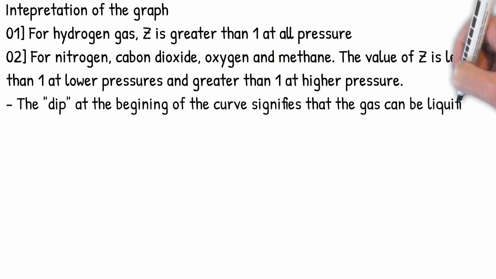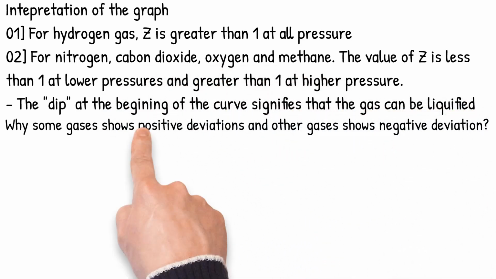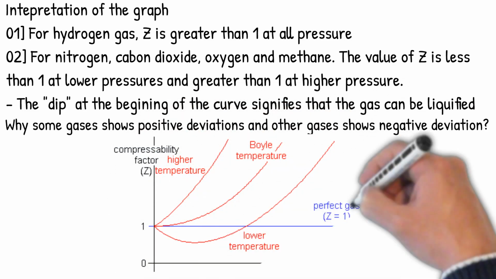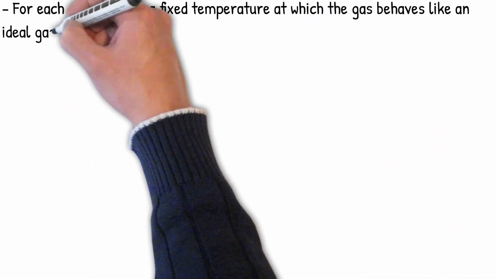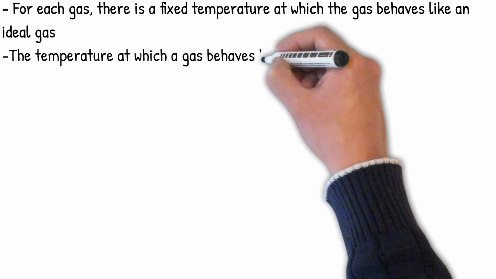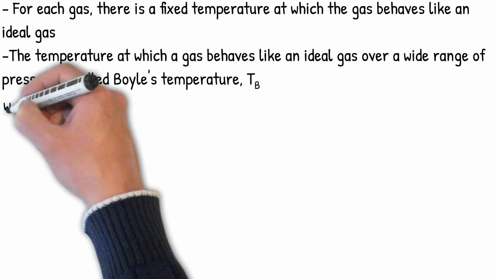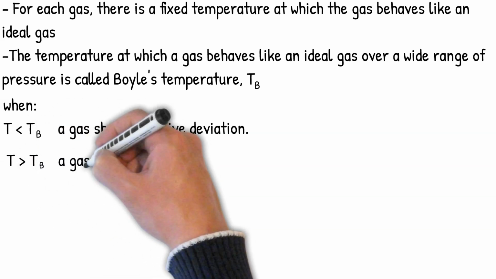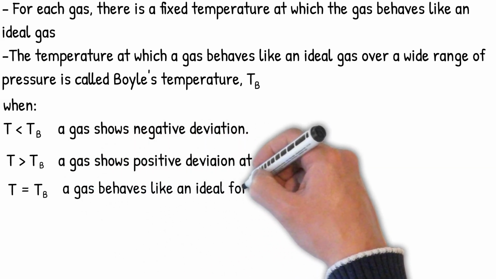Why do some gases show positive deviations and other gases show negative deviations? Consider the graph below. For each gas, there is a fixed temperature at which the gas behaves like an ideal gas. The temperature at which a gas behaves like an ideal gas over a wide range of pressure is called Boyle's temperature, denoted by Tb. When T is less than Tb, a gas shows negative deviation. When T is greater than Tb, a gas shows positive deviation at all pressures. When T equals Tb, a gas behaves like an ideal gas for a wide range of pressure.